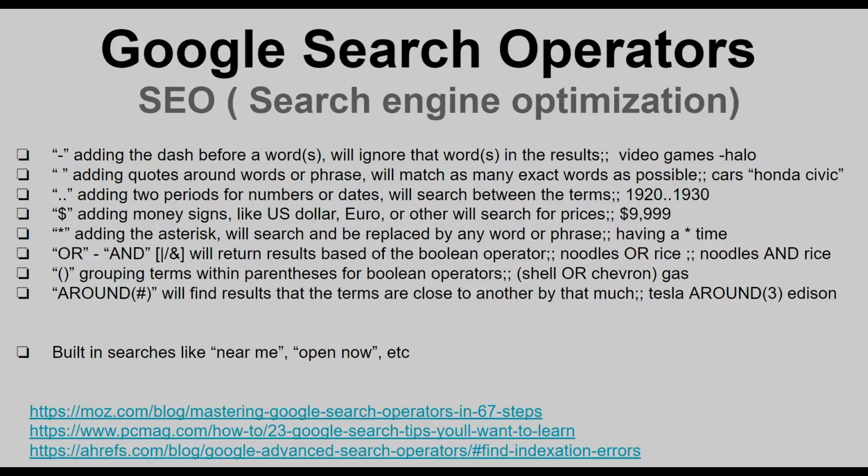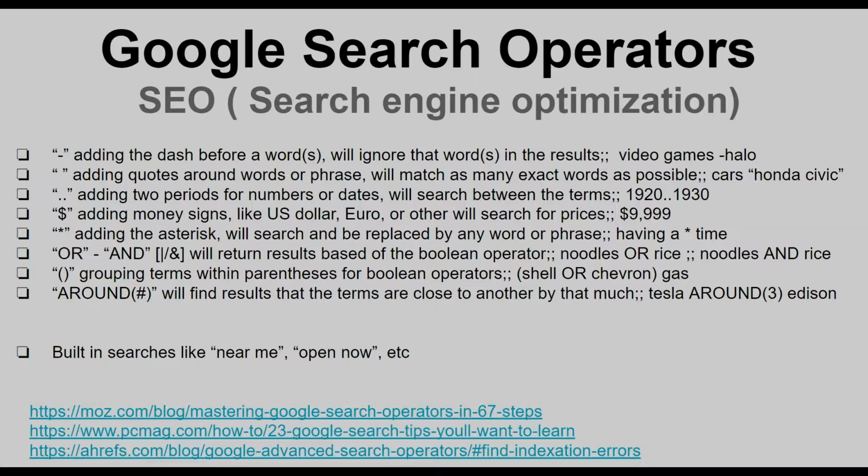So let's say you're looking for a recipe, maybe you have noodles and maybe you have rice, and you're looking for a recipe that either deals with noodles or deals with rice. If you look up noodles OR rice, it will return results with either noodles or rice. Similar thing if you have noodles and rice and you want both of them to be in a recipe, you can look up noodles AND rice, and it should return results that include both noodles and rice.